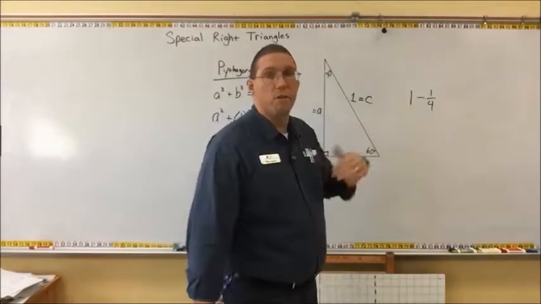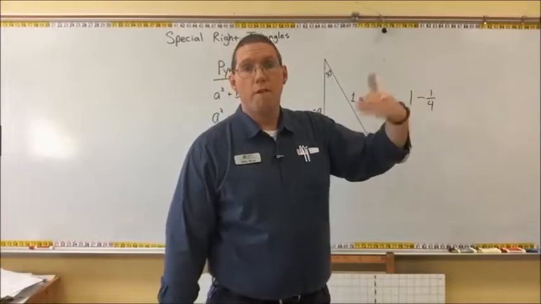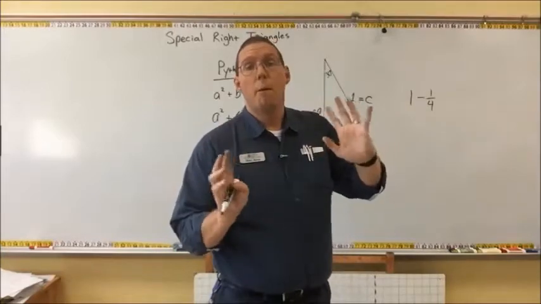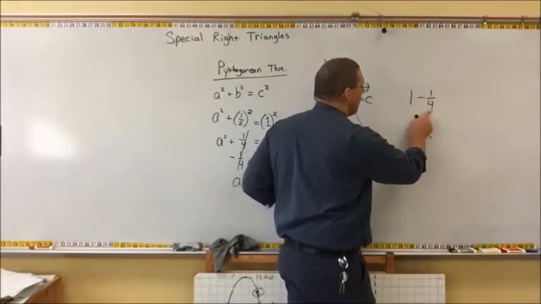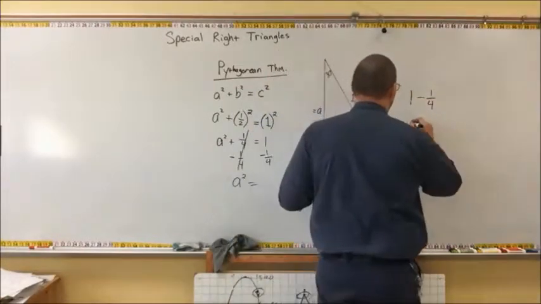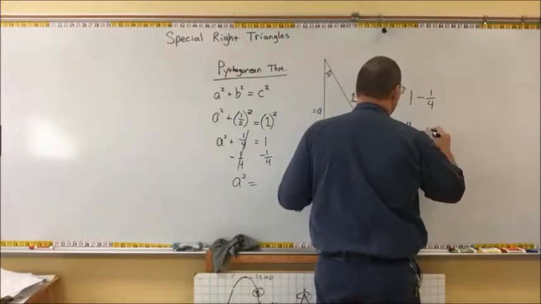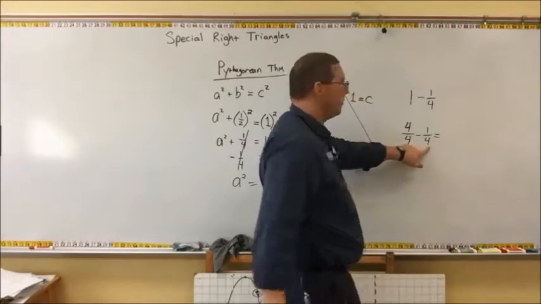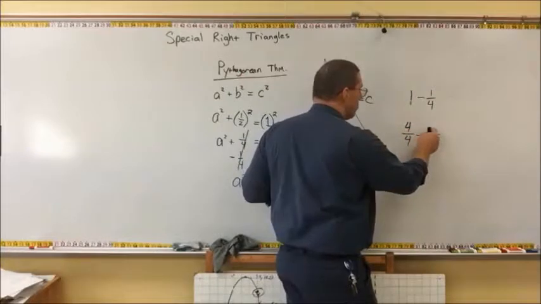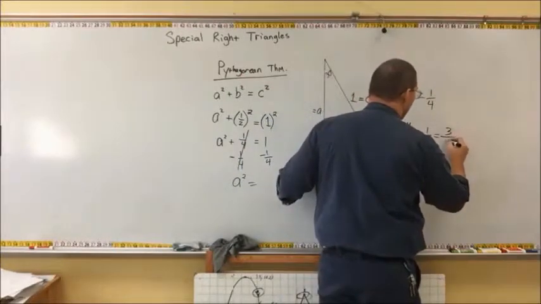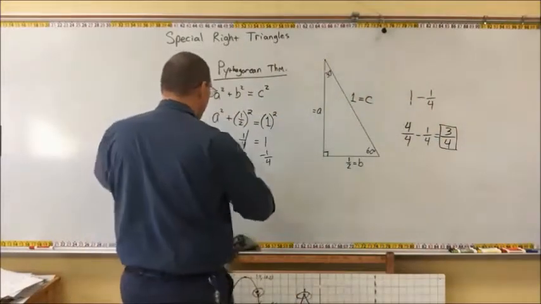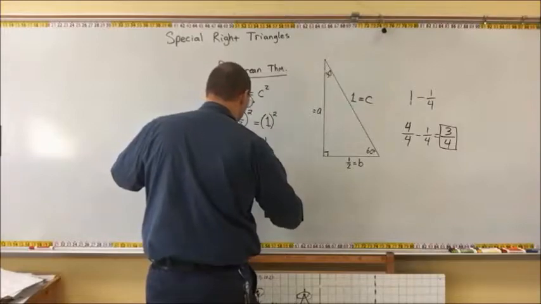So I can turn this 1 into 2 over 2, or 3 over 3, 4 over 4, 5 over 5. I can even make it a decimal over a decimal. But what I need is a denominator of 4. So I'm going to turn this 1 into 4 over 4. So I'm going to have here 4 over 4 minus 1 over 4. Now I have a common denominator, and I can subtract. Now we just subtract the numerators. 4 minus 1, that's 3, over the common denominator of 4, and now our answer is 3/4. Okay, so a squared is equal to 3 over 4.